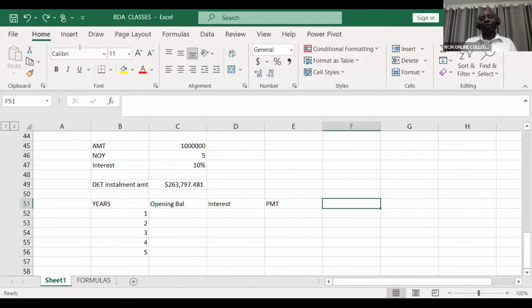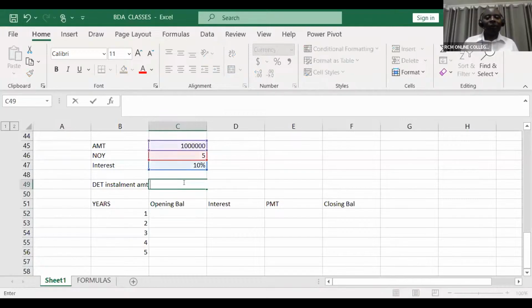Okay, so we start with the opening balance. The PMT figure, I'm told the PMT figure is incorrect. Let's calculate the PMT figure. Start from the equals. Equals PMT.